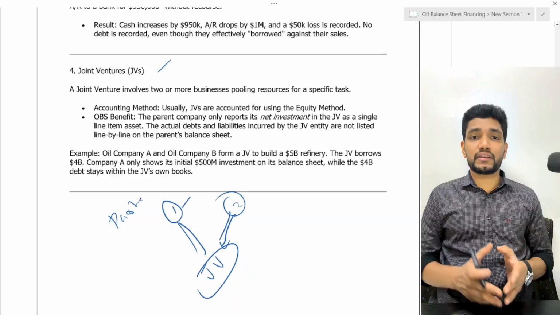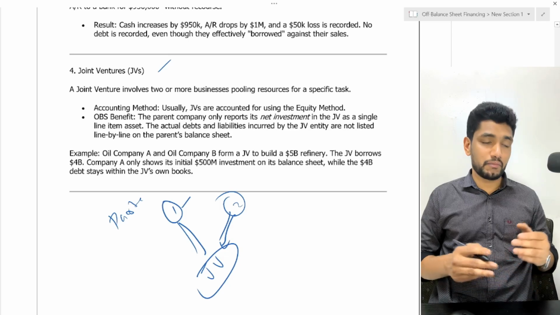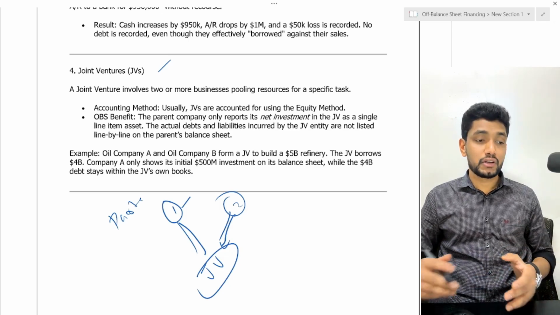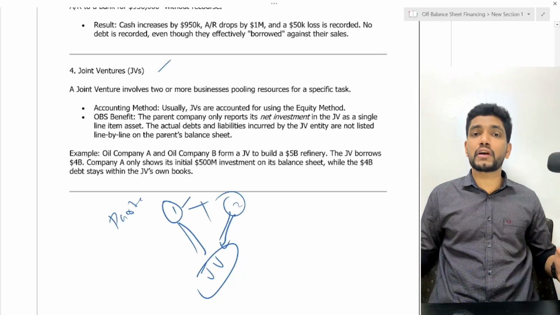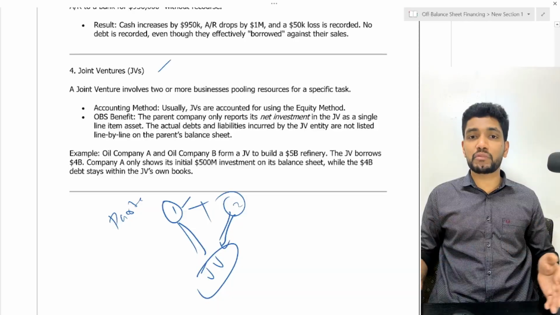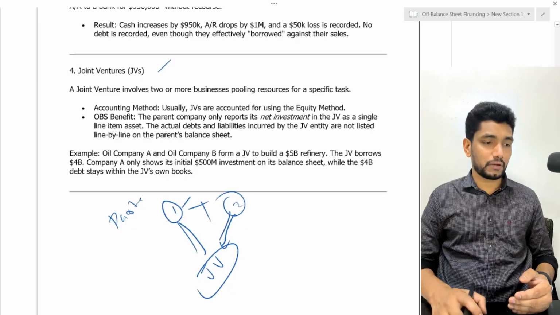So the result is the same as with the special purpose entity. This will improve the ratios or financial performance, making them more attractive for the parent companies, because they are not showing the risk, like long-term debt and assets, in their books of account.